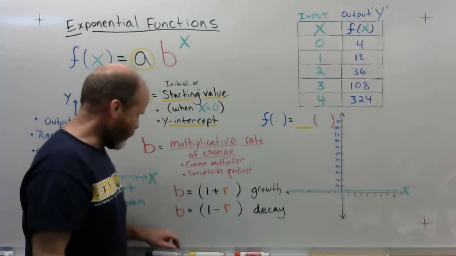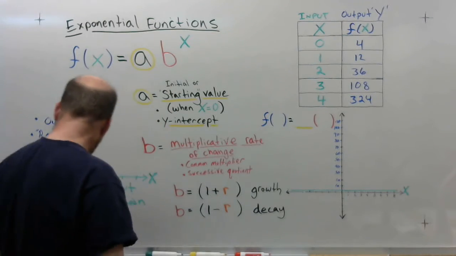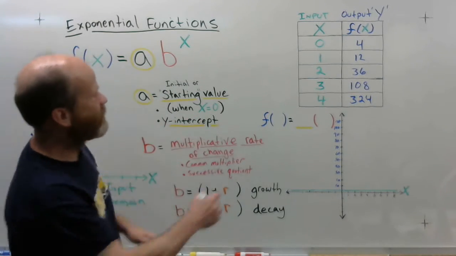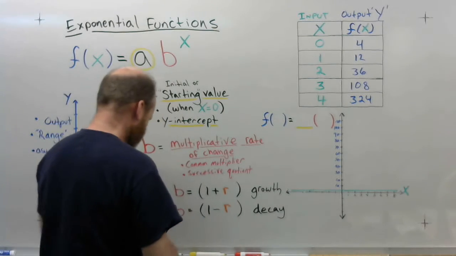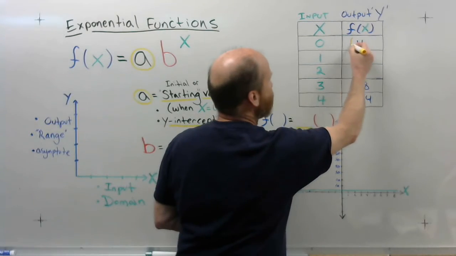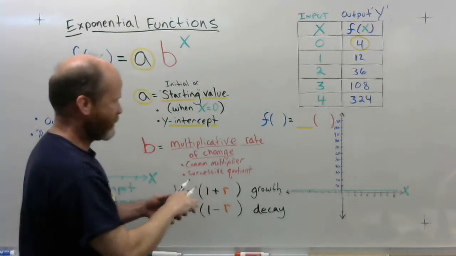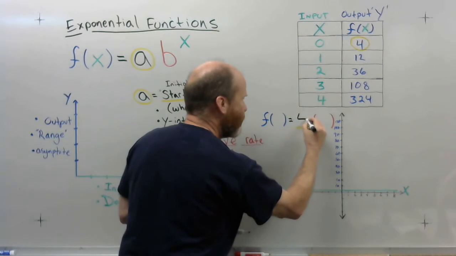Okay, you got it? So what you should have noticed is that if x is 0, this 4 right here would be representative of my starting value. So I'm going to put a 4 right here.